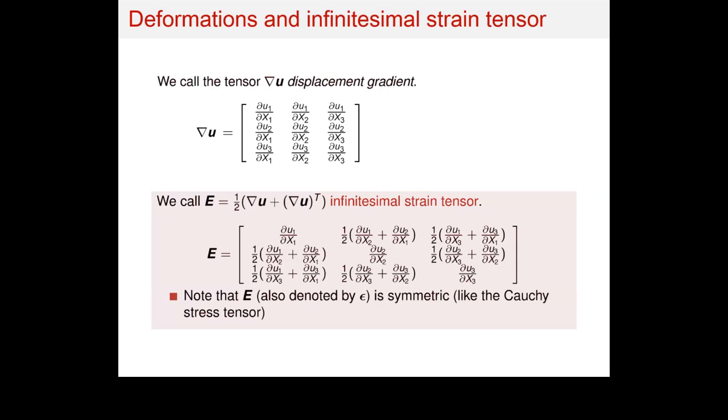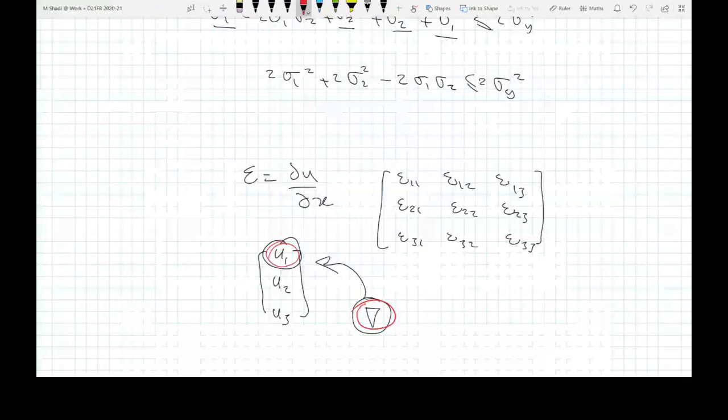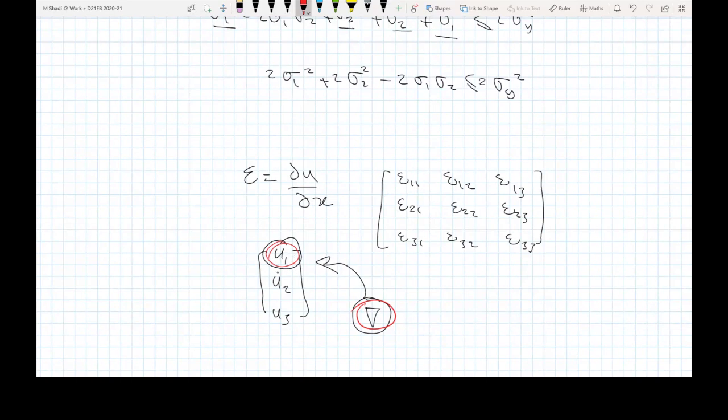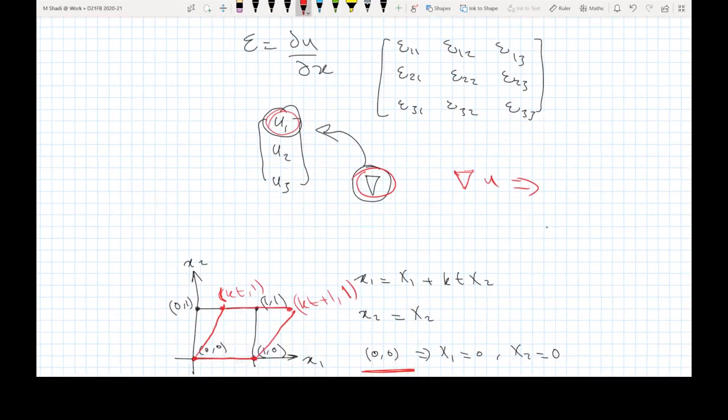Now, we have the displacement field. As I said, we have the displacement vector. We want to apply a gradient operator to the displacement vector, and then you get the strain. Now, it's not going to be the strain itself. You need to make it symmetric, and in order to make it symmetric, just add it to its transpose and divide by 2. All right, so this is the strain tensor.